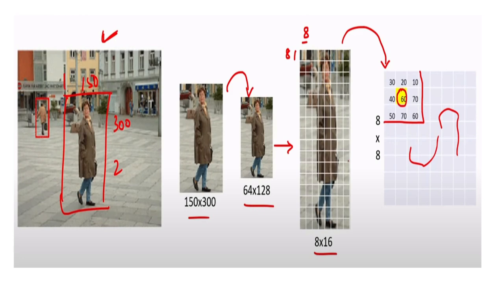Here we have one image, and we are going to represent that image with some pixel size, such as 150 by 306, 64 by 128, or 8 by 16. Whenever we represent the image with a smaller pixel matrix, the image is compressed to that particular size.